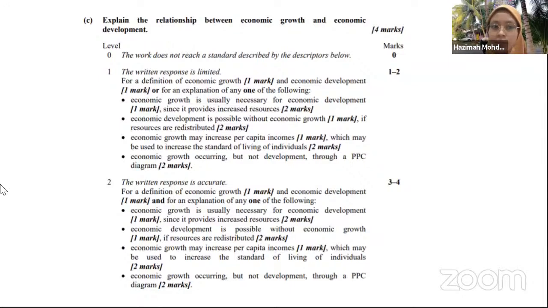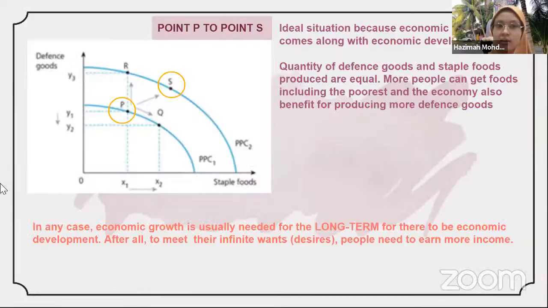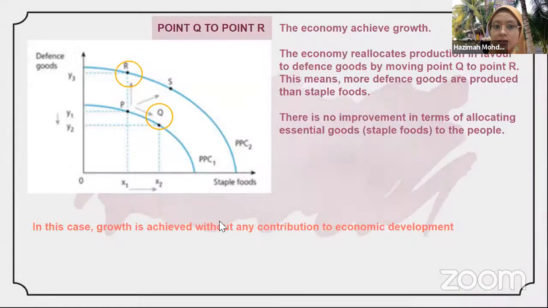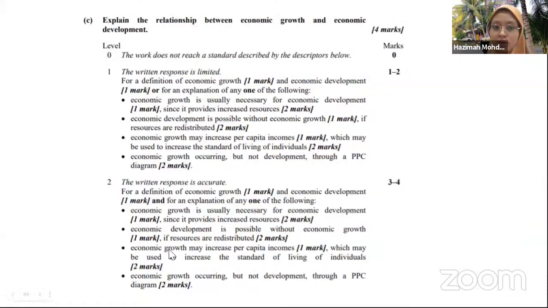Macam PPC curve tadi, macam kita tengok PPC curve tadi, economic growth pun can be achieved. Economic development can be achieved without economic growth in the short run sebab kalau kita reallocate resources. Yang ni. Okay. And then economic growth may increase per capita incomes which may be used to increase the standard of living of individuals. Macam yang cakap tadi, people pun kena earn more income to increase the standard of living. Untuk beli rumah lagi besar, untuk tampung banyak anak lagi, untuk beli apa yang dia nak, dia punya desire.